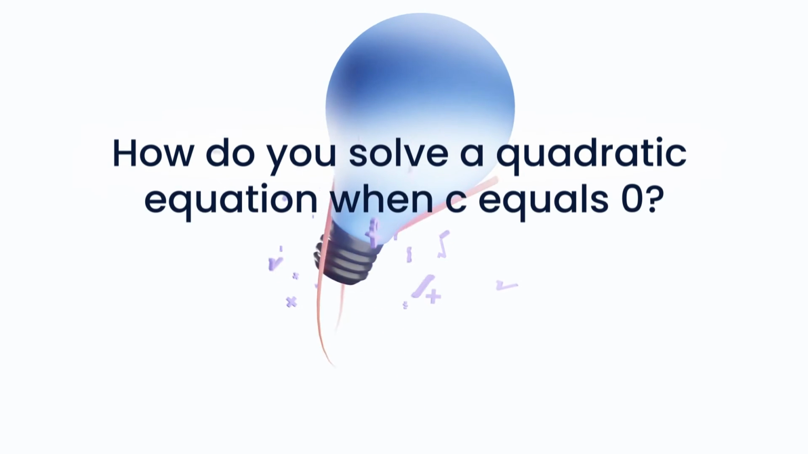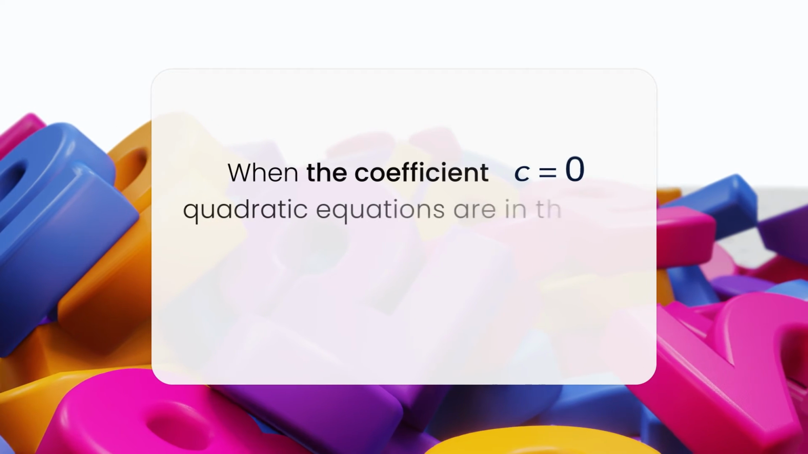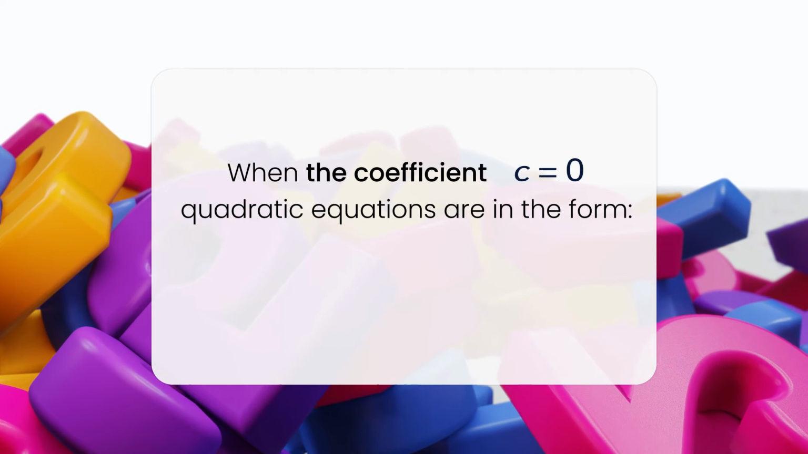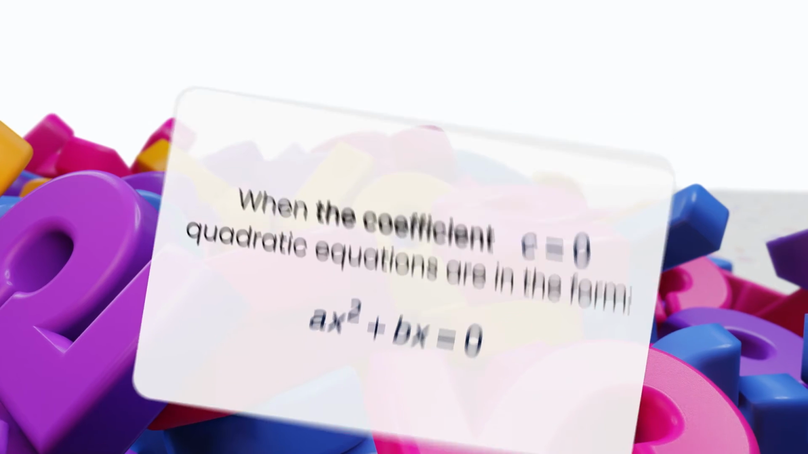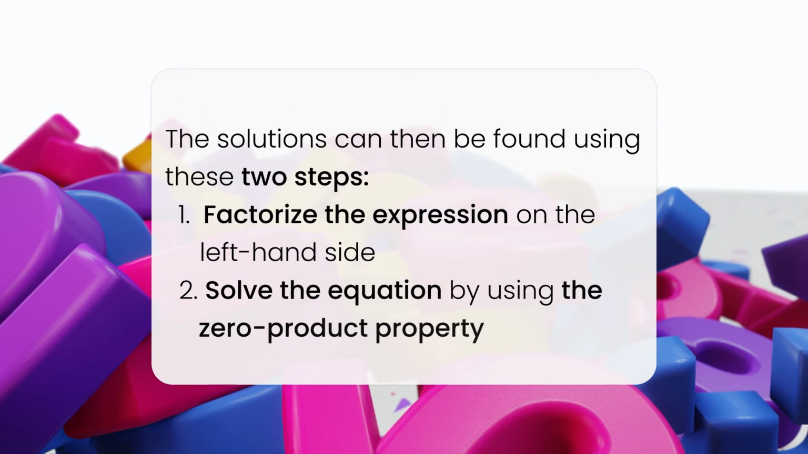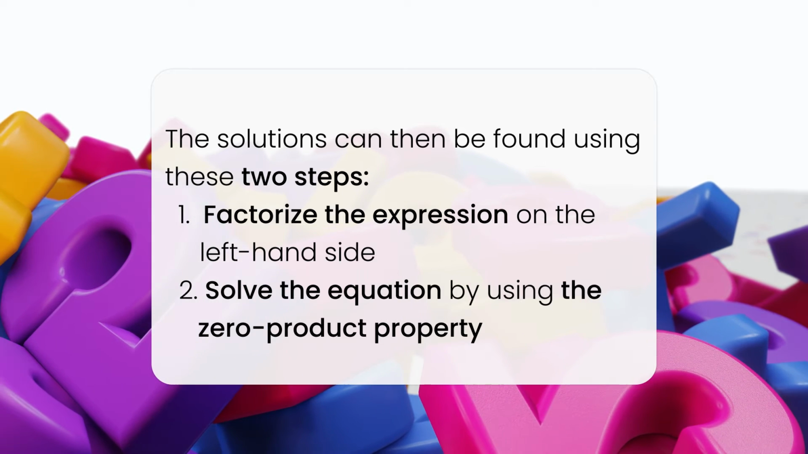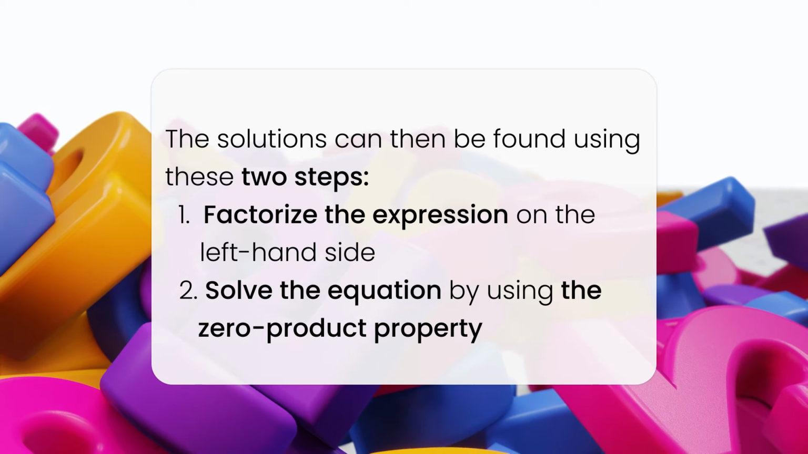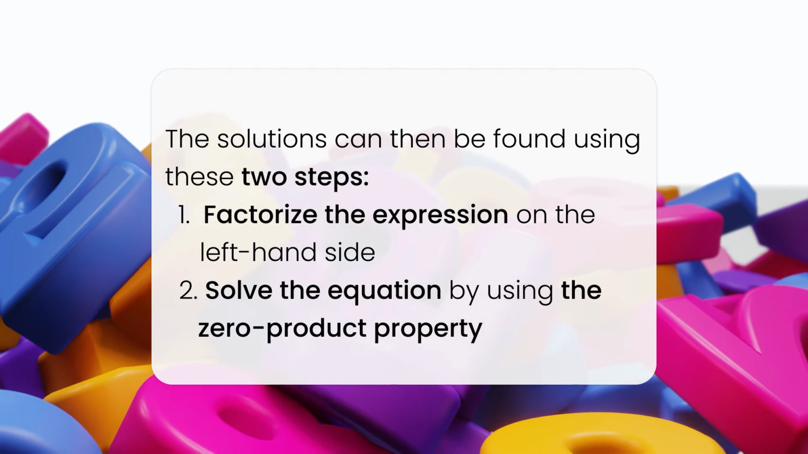How do you solve a quadratic equation when c equals 0? When the coefficient c equals 0, quadratic equations are in the form ax squared plus bx equals 0. The solutions can then be found using these two steps. 1. Factorize the expression on the left-hand side. 2. Solve the equation by using the zero product property.